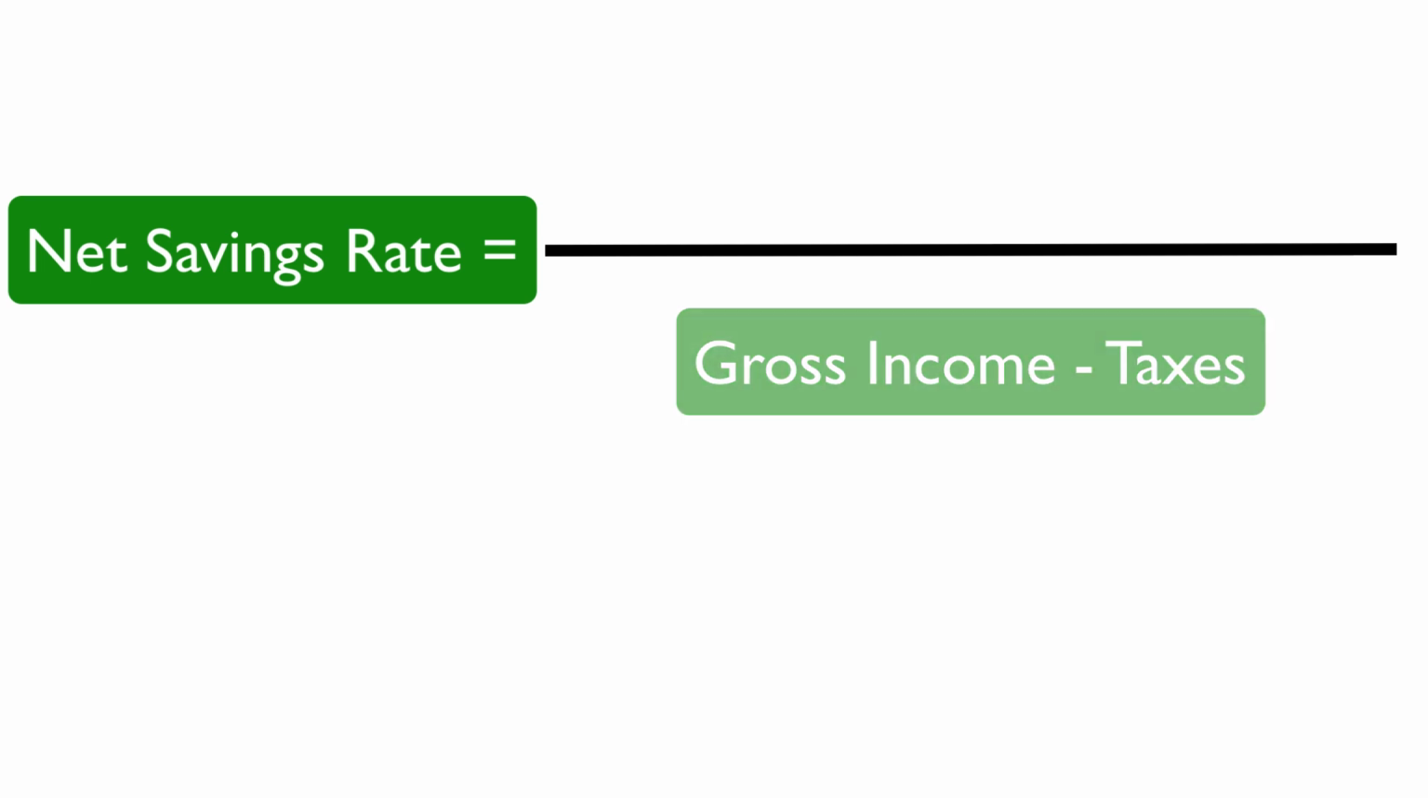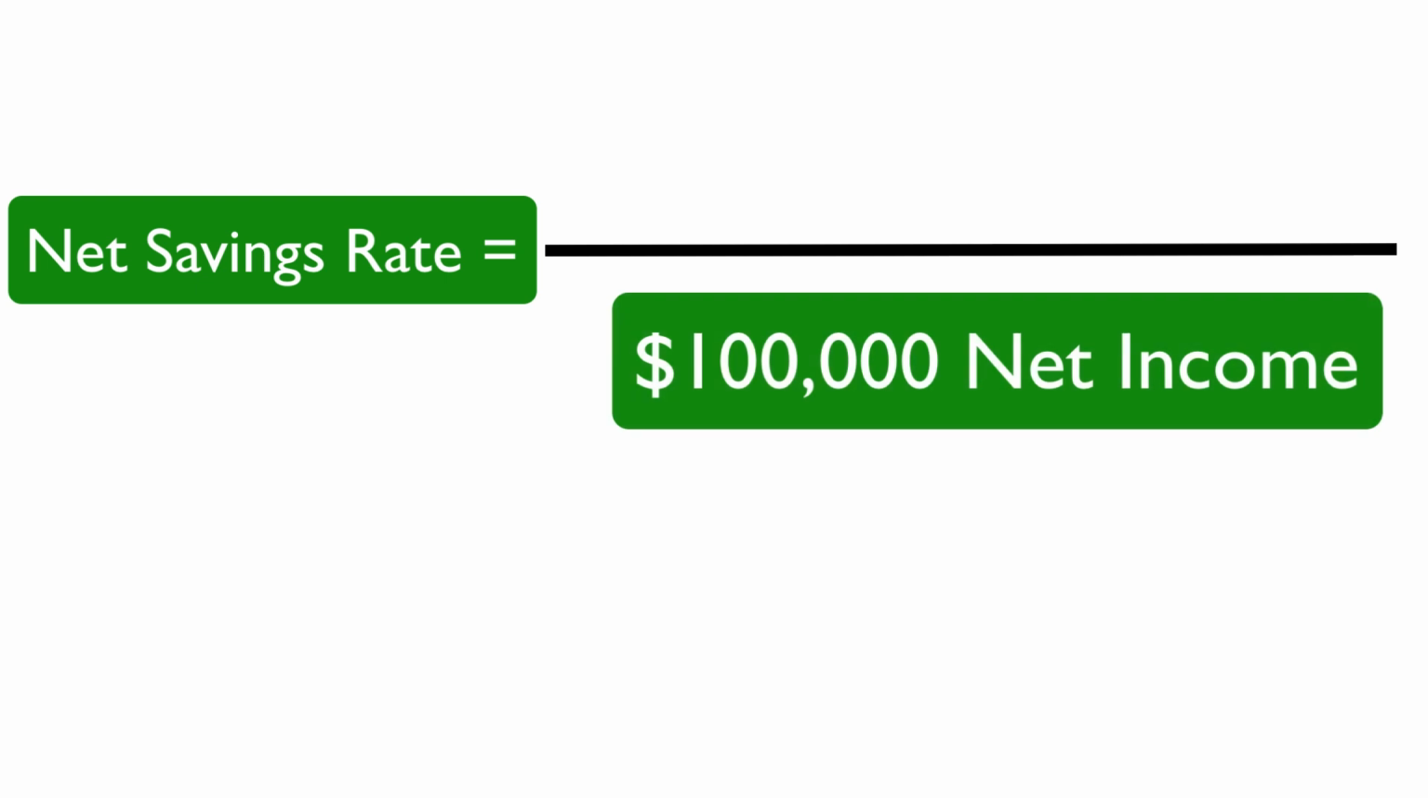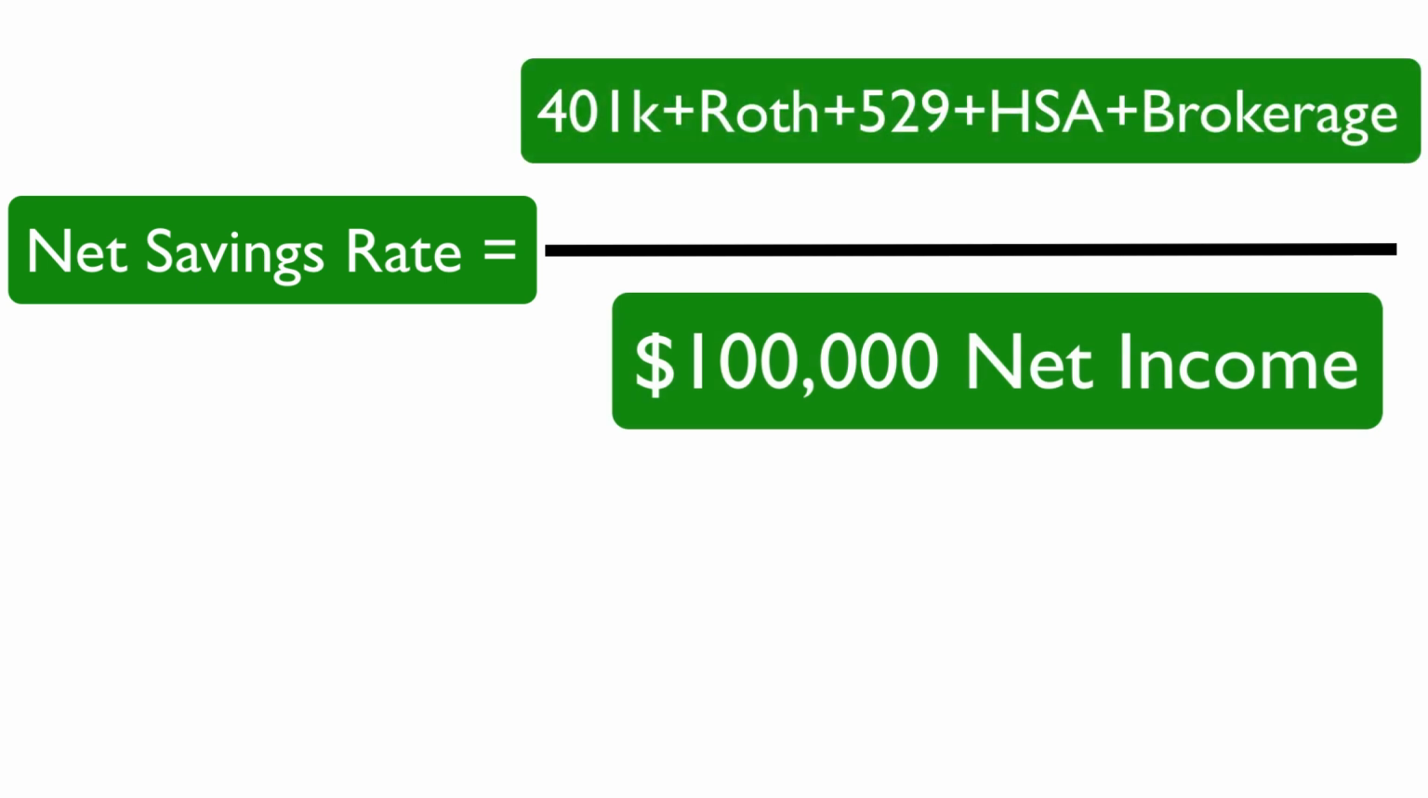So a simple example, if you make $125,000 a year gross, if that's your salary, you subtract out the taxes. So let's say that you paid $25,000 a year in taxes. So now your net income is going to be $100,000 a year. And then we look at all your different savings. So we look at the savings that you do in your 401k plan, the savings that you do in your Roth IRA, in 529 plans, in HSA accounts, in a taxable brokerage account. We add all of those up together.